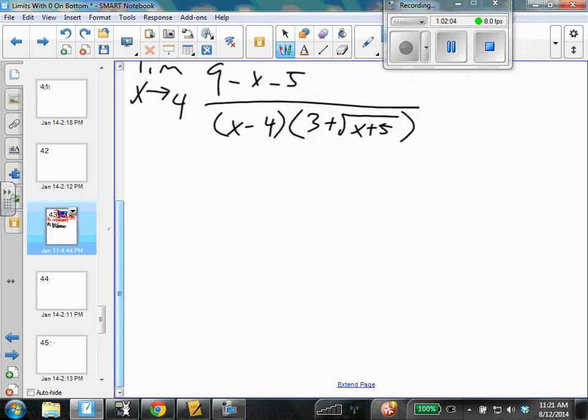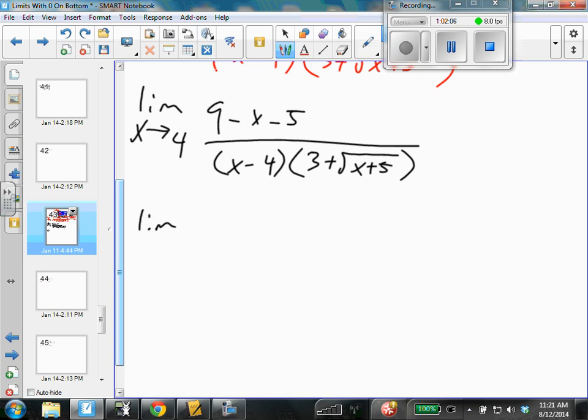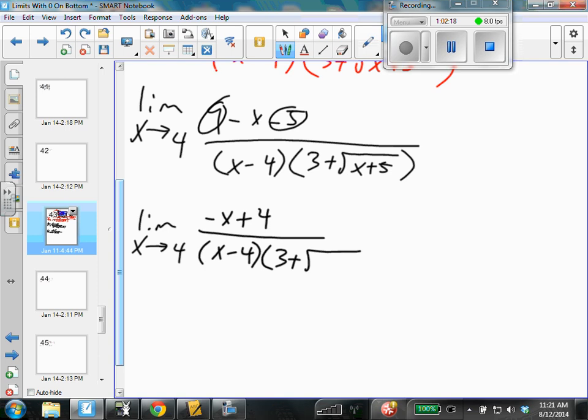Simplify on top, we have the limit as x approaches 4 of negative 5 and positive 9. So this is negative x plus 4 all over x minus 4 times 3 plus the square root of x plus 5. You can see what I want to factor here is the x plus 4 on top and the x minus 4 on bottom. The only problem is that the signs are mixed up, right?